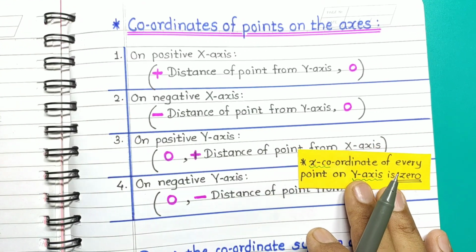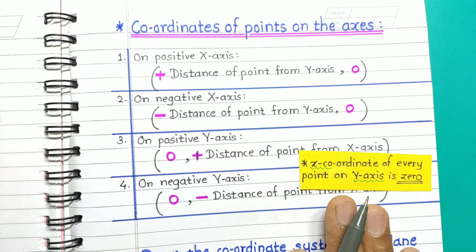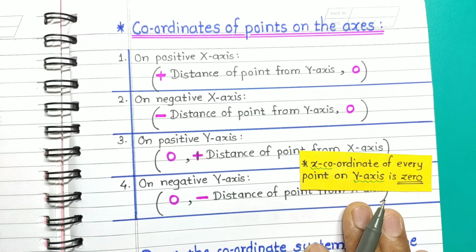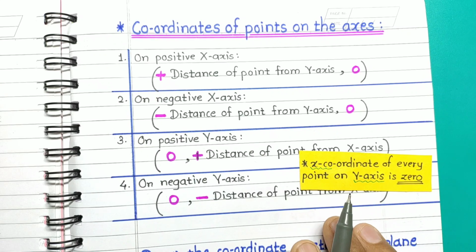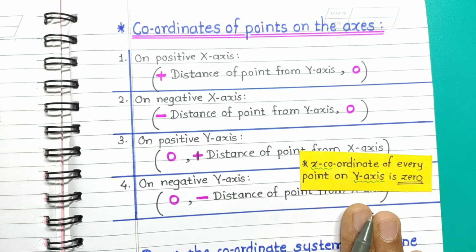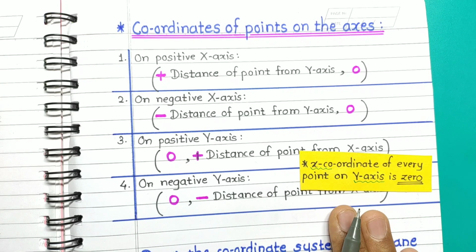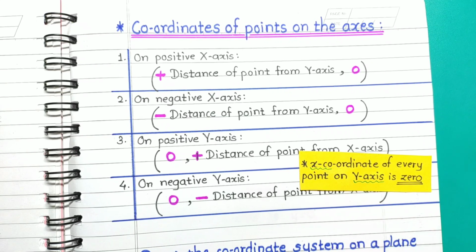So students, this is all about the coordinates of points in a plane and coordinates of points on the axis. You remember all these concepts properly. We will continue this discussion of coordinate geometry in the next session.